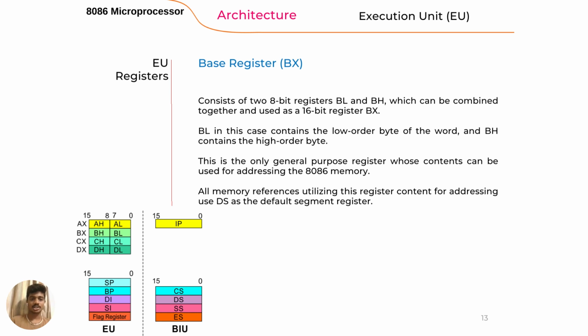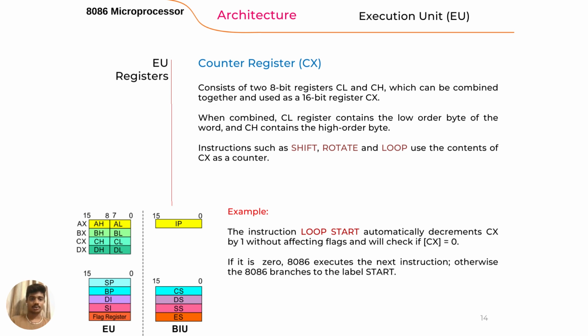BX register, base register, consists of two 8-bit registers BL and BH. BL means low byte and BH means high byte. BX is the only general purpose register whose content can be used for addressing in the 8086 memory. Counter register. Counter register is also of two 8-bit registers, CL and CH. CL is for lower one and CH is for higher one. Instructions such as shift, rotate, and loop use the contents of CX as a counter.